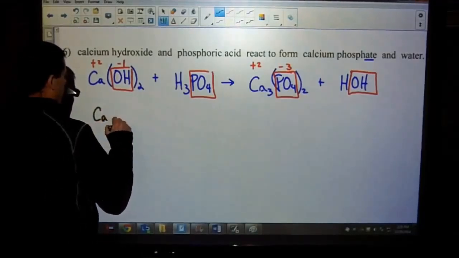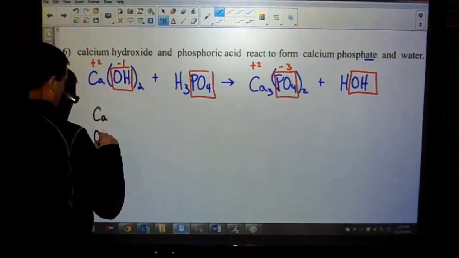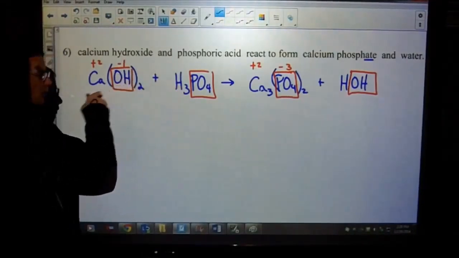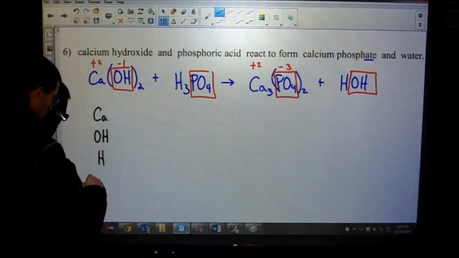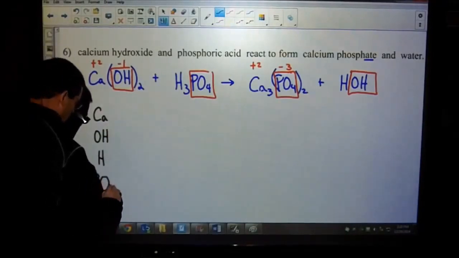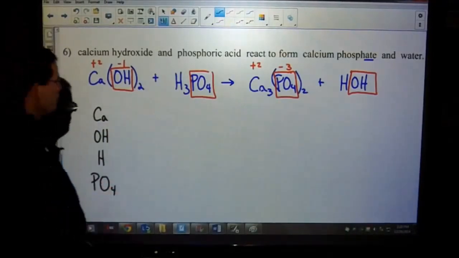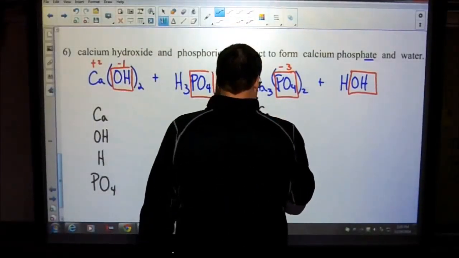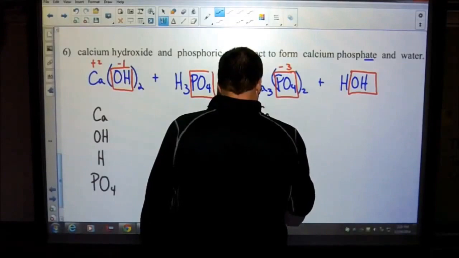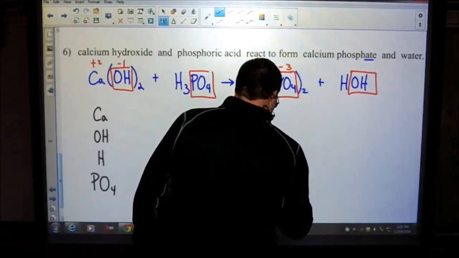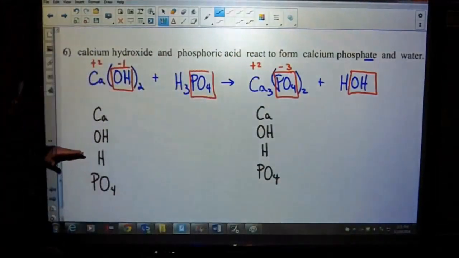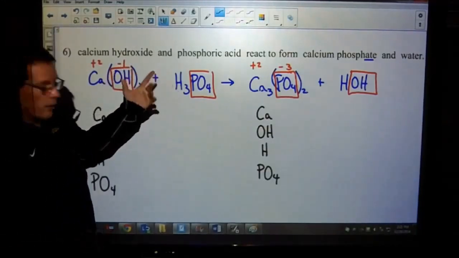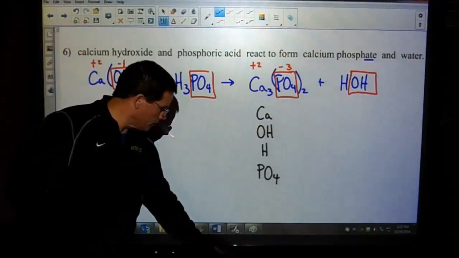So I've got calcium, I've got hydroxide, I'm going to leave it as a poly. I have hydrogen, and notice that hydrogen and hydroxide, 2 different critters here, and it'll make it a lot easier for you. Phosphate, and don't write the charges, so let's keep it in the same order. So calcium, hydroxide, hydrogen, and phosphate. Now the reason why I showed the hydrogen separate, because this is a nonmetal, this is a metal, so I'm going to treat it like that.